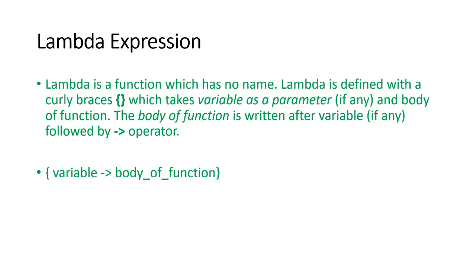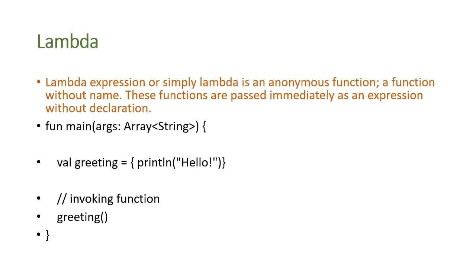A lot of things we want to know: what a lambda is, which we have discussed, but also where we use it in a function and how we can implement it. The lambda expression, or simply lambda, we can say is an anonymous function, a function without a name. These functions are passed immediately as an expression. So instead of writing too much code for the functionality, we can use it and make the program easy. In curly braces you can say val, whatever the variable is, and then you can call that variable as a function. So you can invoke it anywhere. I will discuss how we can do that.